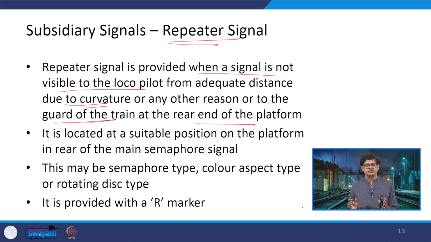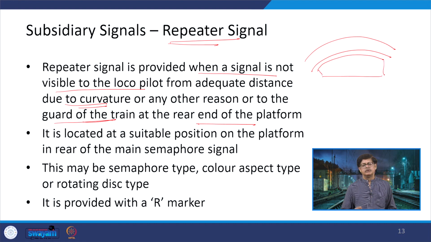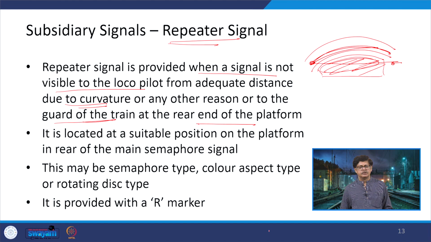So, there is some reason, say it is a curved track and the platform is also provided in this form, and there is some signal being shown here. Now, because of n number of things which are happening in the platform area and the train is standing in this length, it may not be visible to the guard, or it may not be visible to the locopilot because of some other reason. So, for those cases the repeater signals are provided.